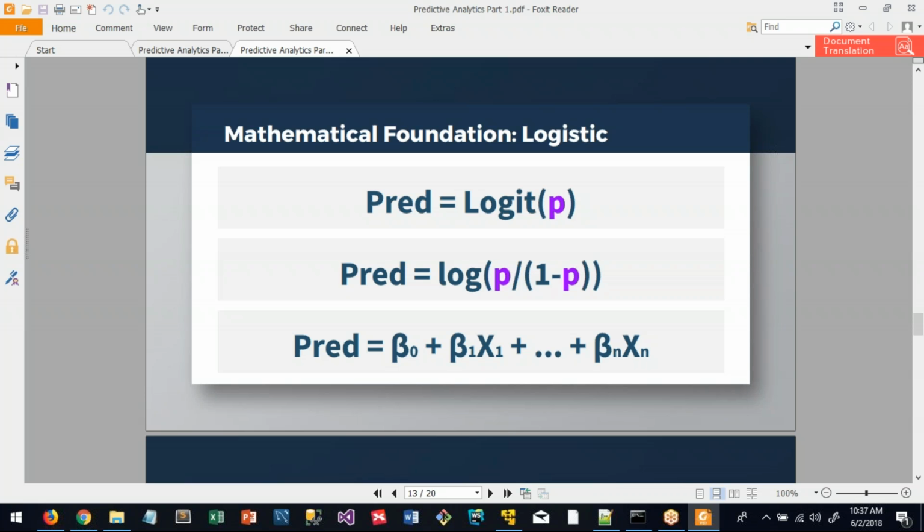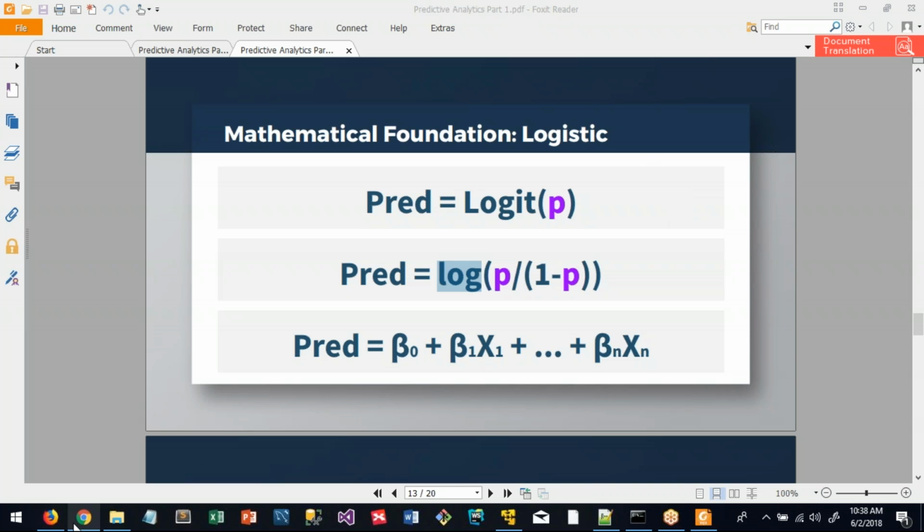Firstly, what are these things? The log here is the log of base e. Does everybody understand what log of base e means? Does everybody understand that part? Yes or no? Okay, I presume the rest of you also know that.